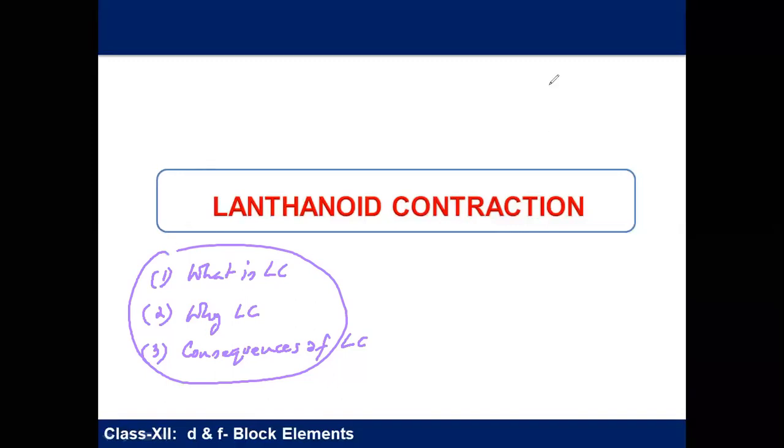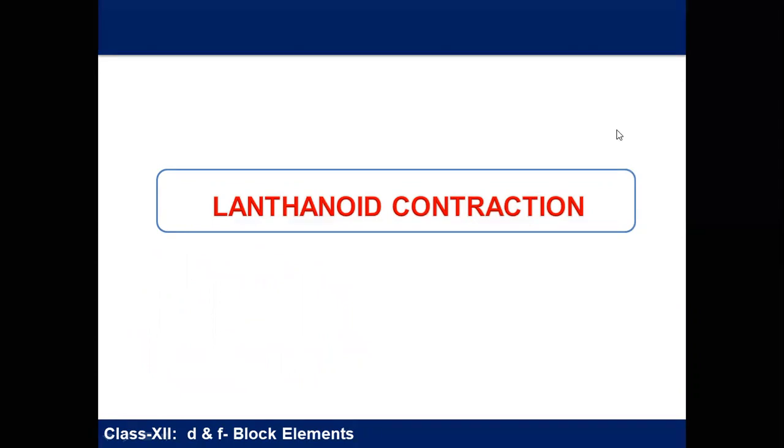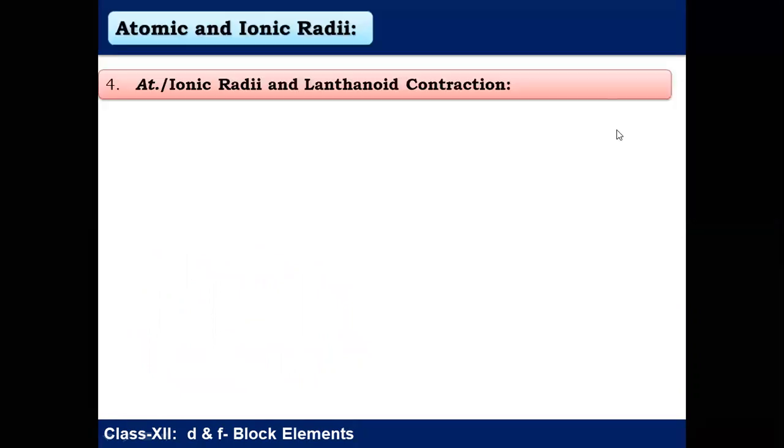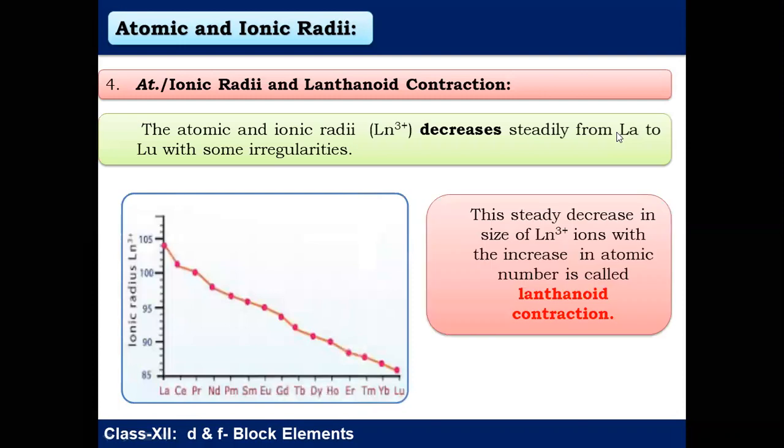So any child who wants to suggest what is lanthanoid contraction? Lanthanoid contraction is, as you can see here, the lanthanoid elements expanding right from cerium 58 to lutetium 71, right? Lutetium 71.